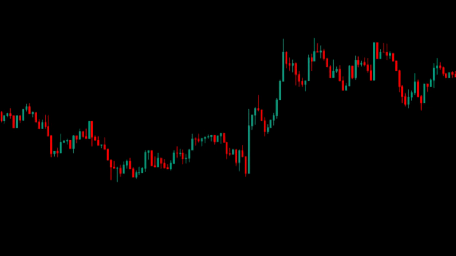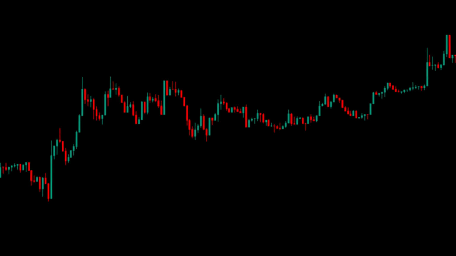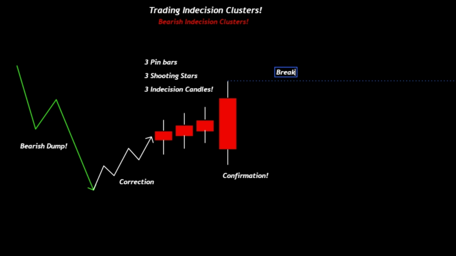Let me show you the bearish version of the indecision cluster and add some new trading concepts and take it to a higher level. After a downtrend and a corrective move, you might find an indecision cluster. Again, 3 pin bars, 3 shooting stars, indecision candles, or even a combination of these formations. Right after that, a strong body confirmation candle appears which almost engulfs the entire cluster. And again, it could be a bullish candle or a bearish one. It doesn't really matter. I identify the open or the highest point of this candle. A breakout from this line could be a potential long position opportunity.